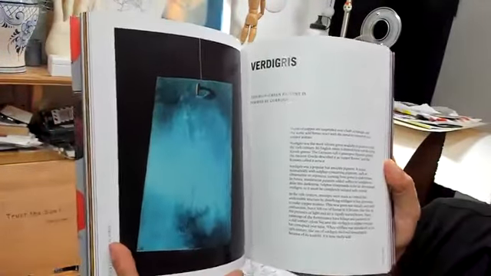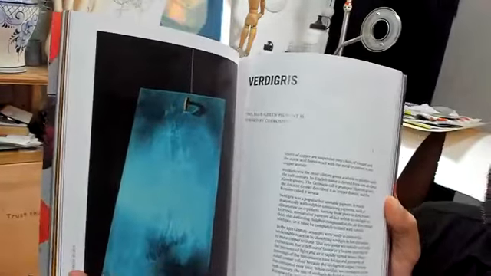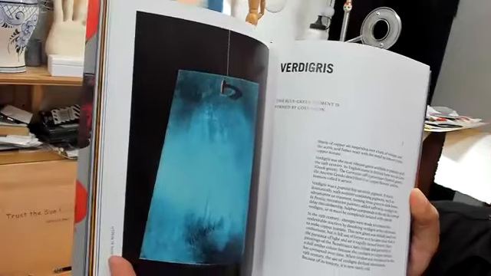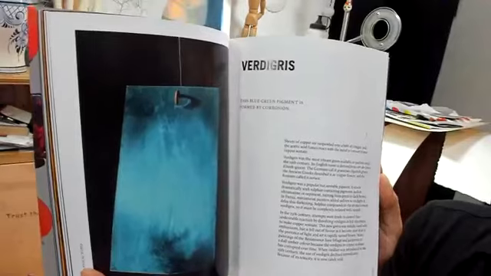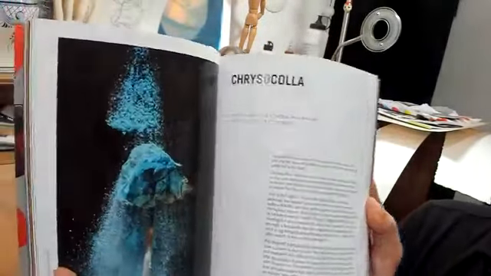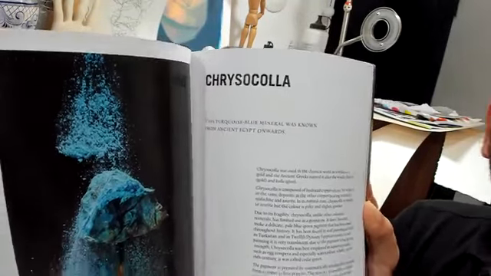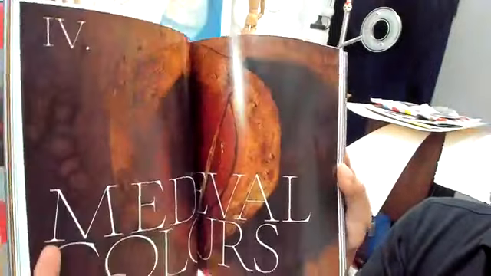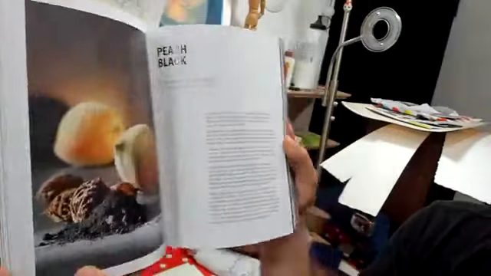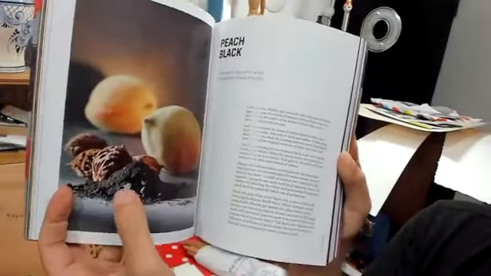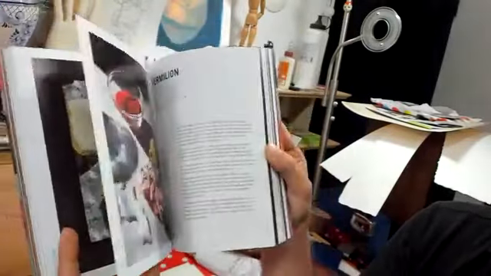Then you've got verdigris. This one comes from copper. If you put some vinegar on copper, you get this green kind of rust, which is also a pigment. Anyway, you've got many things. I cannot read this one. Can you read this? Chrysocolla? You tell me. I'm not a native English speaker. Then medieval colors, all sorts of berries and gums and lapis lazuli. You've got pitch black. This one comes from pine resin, and you burn it. Anyway, you've got a lot to read.